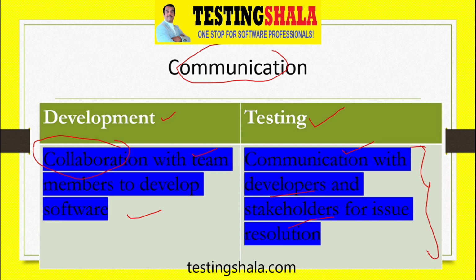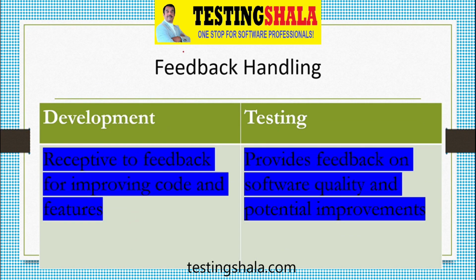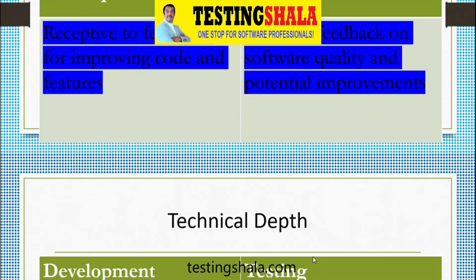And the next one is feedback handling. Feedback handling is a very crucial aspect, especially for development, where developers must be receptive to feedback for improving the code and functional features. That is where they will be working with the development team. But in terms of the testing team, they need to provide feedback on the software quality and potential improvements to all the relevant stakeholders.